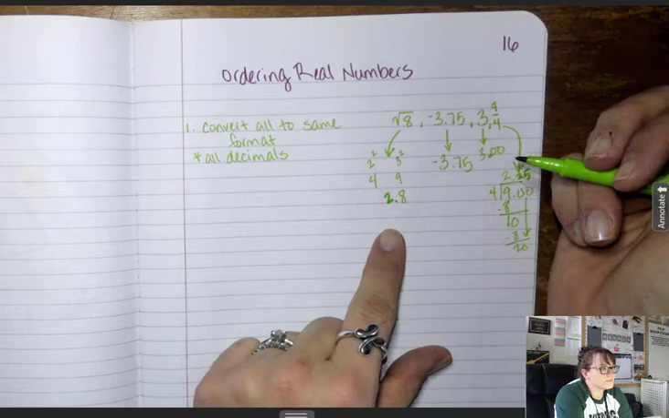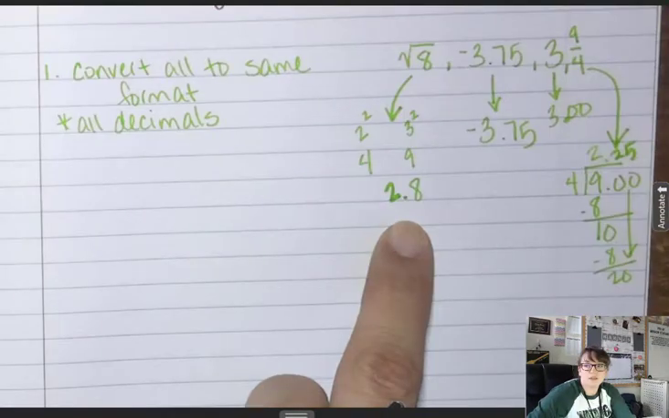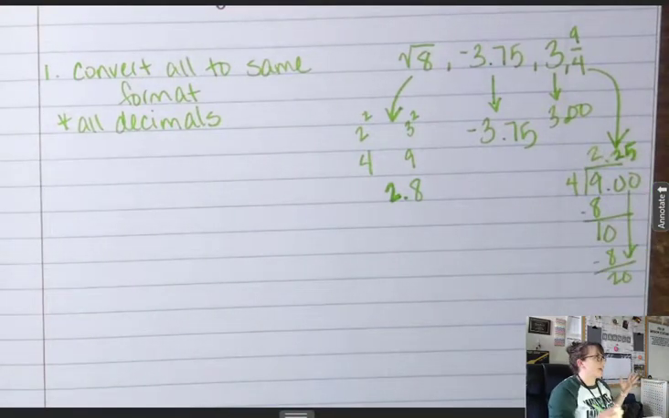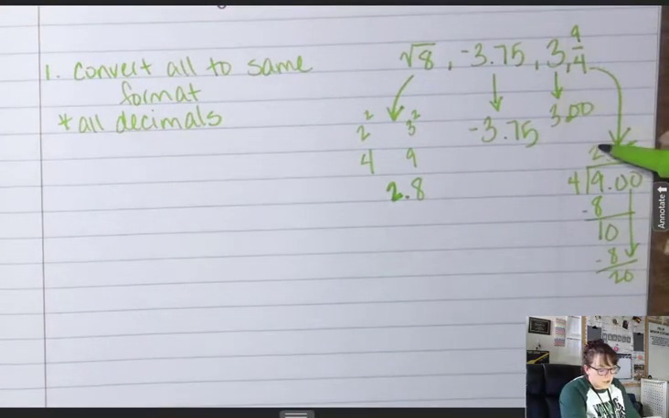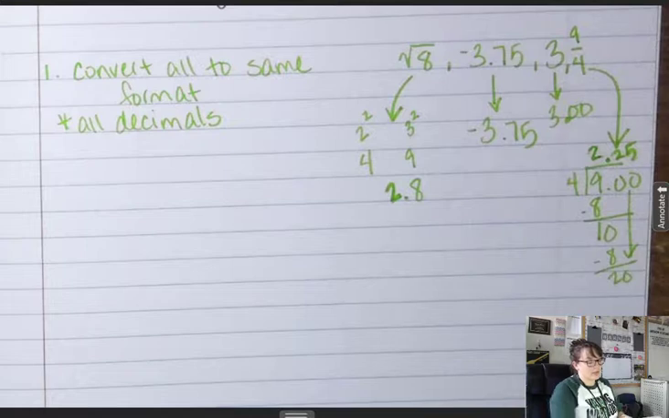So 2.8. You're not going to have to get exact. It's fine. So I've got 2.25, 3, negative 3.75, and 2.8. That's step 1. That is the bulk of the problem right there.